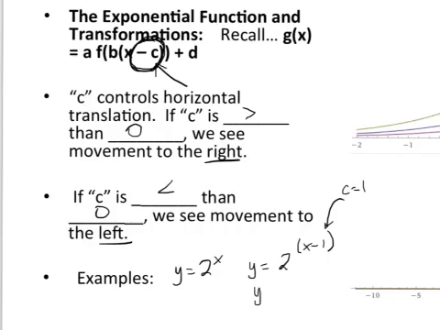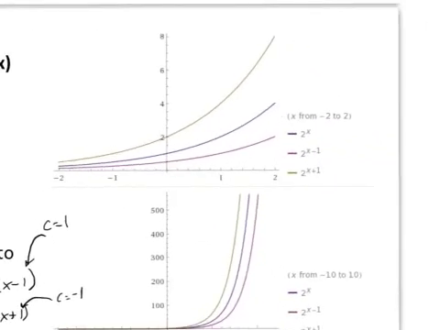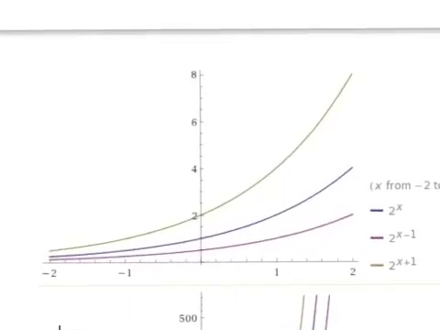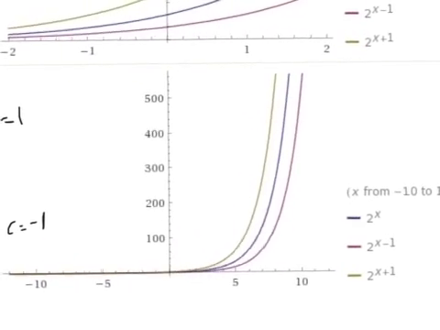So we expect to see movement to the right. And y equals 2 to the x plus 1, where C equals negative 1 here. We expect to see movement to the left. So let's look at what that looks like graphed out. Okay, now again, in the zoomed in version, it's pretty difficult to see right or left. So we're going to look at a zoomed out version so that we can see right or left movement here.